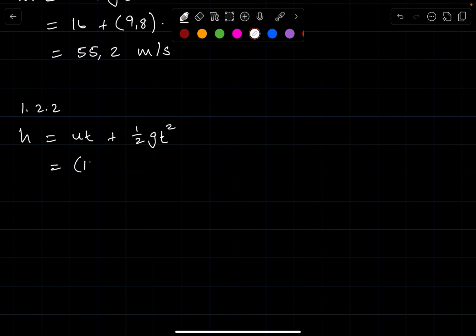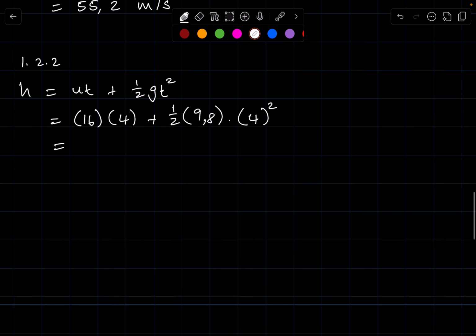So u is 16, t is 4 seconds, plus half into g, which is 9.8. Gravitational acceleration for engineering science is 9.8. Make sure you use 9.8. Times t, which is 4 squared. Now, if you punch this in your calculators, you are going to get 142.4. This is a displacement. The unit of measurement of displacement is meters.